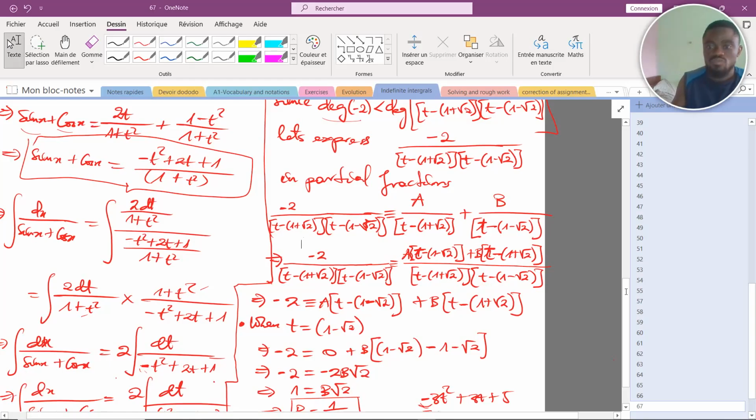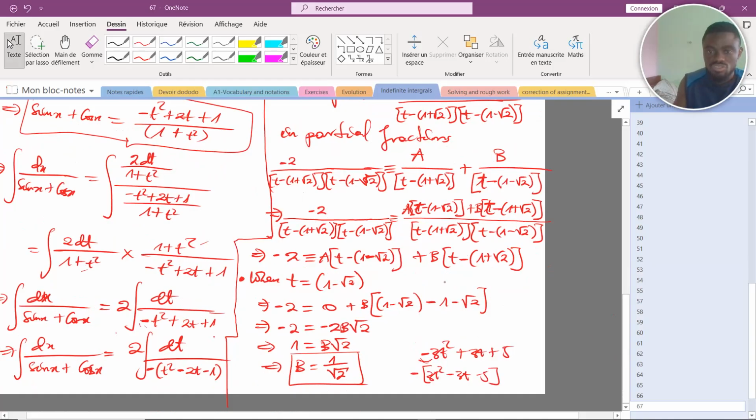Is that okay? From there, let me continue. Since this is identical to this and the denominator is already equal to the denominator, it means the numerator here has to be identical to this. So that's why I wrote minus 2 being identical to this plus this. Now, we find the zeros of this. The zero of this is 1 minus root 2, and the zero of this is 1 plus root 2. When t equals 1 minus root 2, this term will become 0. And I'll substitute where I see t here, 1 minus root 2. From there, I'll have b being equal to 1 all over root 2. Is that okay? Okay, let me go on to the next page.